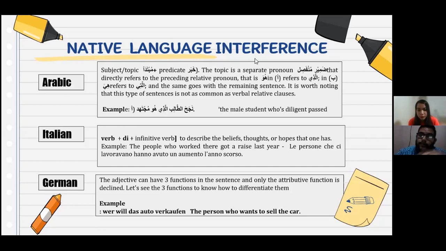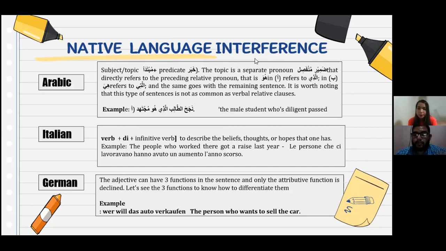In Italian too. In German, an adjective can have three functions. In that sentence, only the attributive function is declined. Let's see the three functions. Do you know what differentiates them?